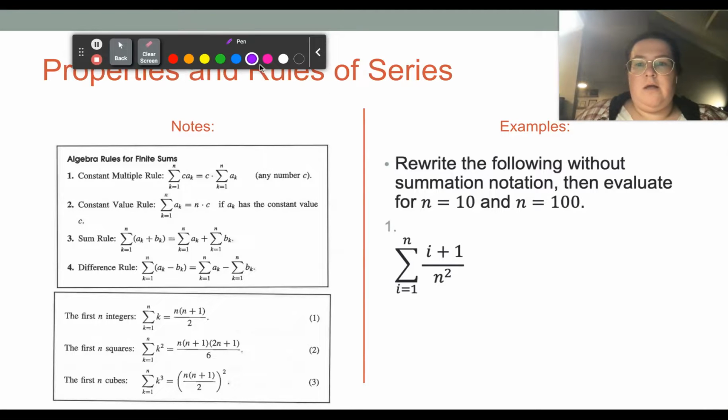So this here, the index, refers to what your variable is. I know I have multiple letters in here, but this is my variable. So anything that isn't that, you can bring out. Basically this 1 over n squared, you can pull out. So it's 1 over n squared.